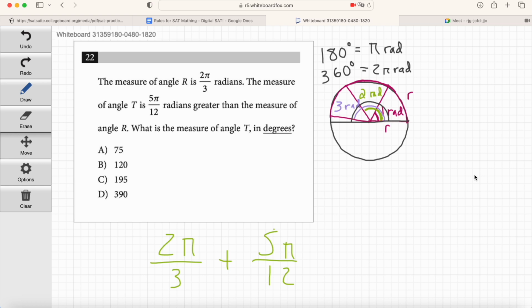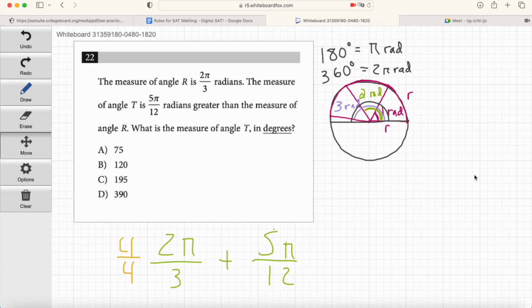So how do we get a 12 in the denominator of that first fraction on the left-hand side? We've got to multiply by 4, or more specifically, multiply by 4 over 4. Does that make some sense? Yeah, because 4 over 4 is just 1, so we're not changing the value of 2 pi over 3 radians. We're just changing the way it looks.